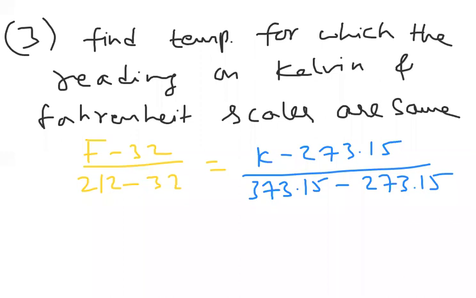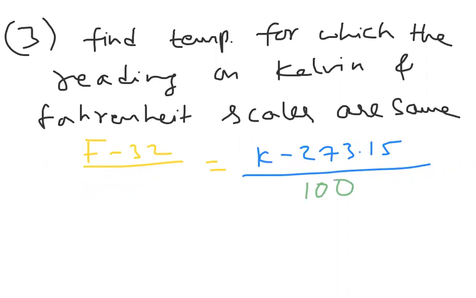Let me write like this. F minus 32 by 212 minus 32 is equal to K minus 273.15 by 373.15 minus 273.15. What is 373.15 minus 273.15? Nothing but 100. What is 212 minus 32? Nothing but 180. Now if I cancel again with 20, we get 5 and 9.